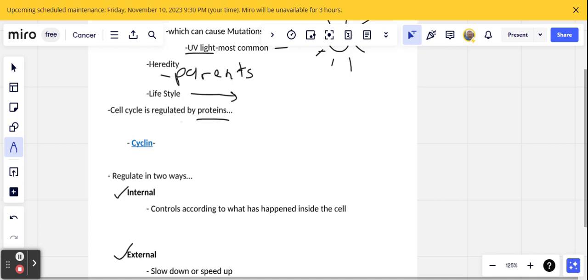There's something called the cell cycle clock. It knows when to start creating cells, when to stop, how fast to go. And if any of those things get messed up, it starts creating too many cells, and then that forms a tumor. But that's kind of an introduction to regulating the cell cycle.